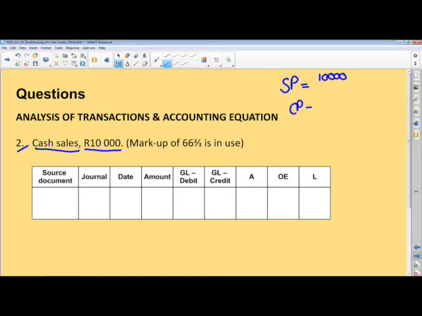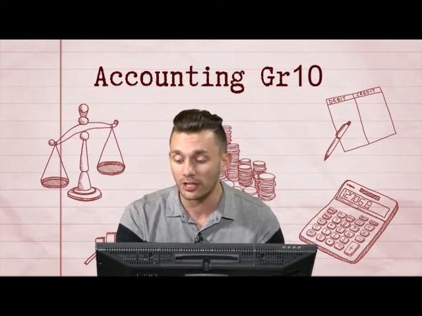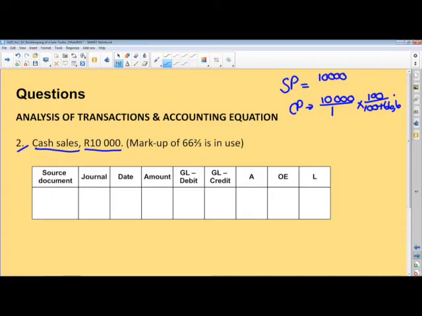So cost price will be sales over 1 times 100 over 100 plus 66.6 recurring. Now on your calculator, you need to use at least 4 sixes. Now remember, what did I do? If you look at 100 divided by 166.66, you'll get smaller than 1. If you get something smaller than 1, you know that your cost price will be smaller than your selling price.